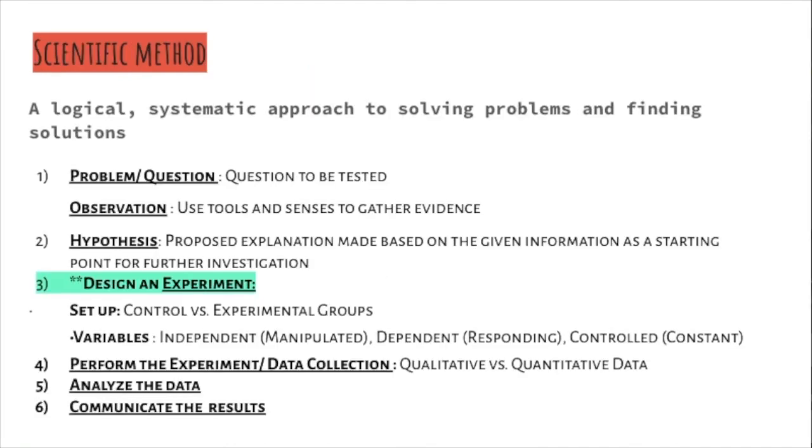Today we looked at the 6 steps of the scientific method. Number 1, identify the problem. Number 2, create a hypothesis. Number 3, design an experiment. Number 4, collect the data. Number 5, analyze the data. And number 6, communicate the results.